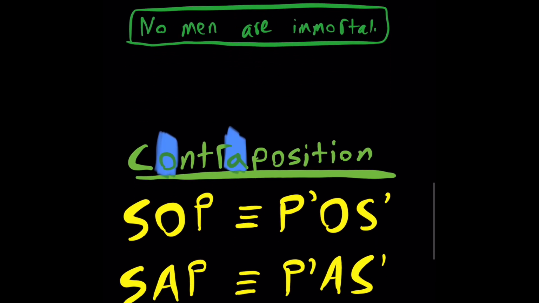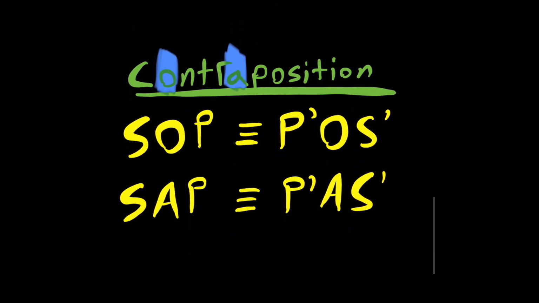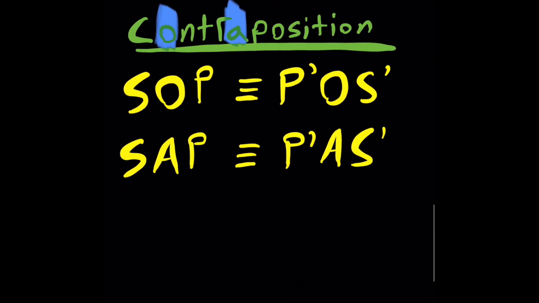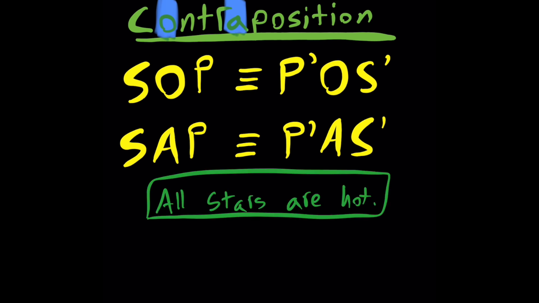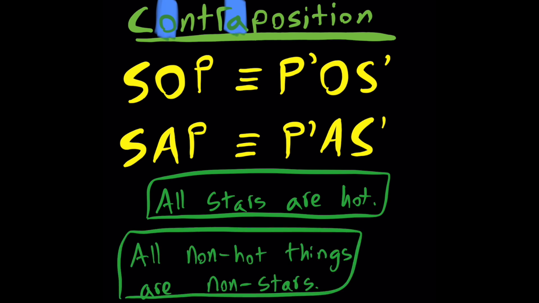Next, we have contraposition, and we can remember this with the mnemonic O and A in the very word "contraposition." In contraposition, we flip the subject and predicate and negate both of them. But this only validly works with the negative particular proposition and the universal affirmative proposition. For example, "all stars are hot" is logically equivalent to the proposition, "all non-hot things are non-stars." Note that the subject and predicate have been flipped and negated.